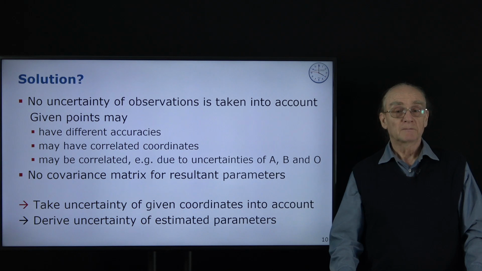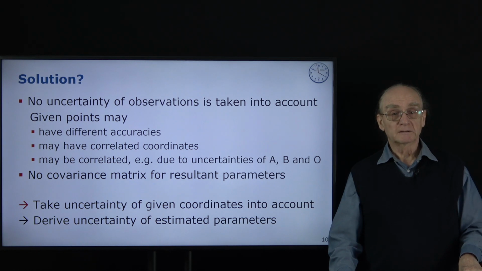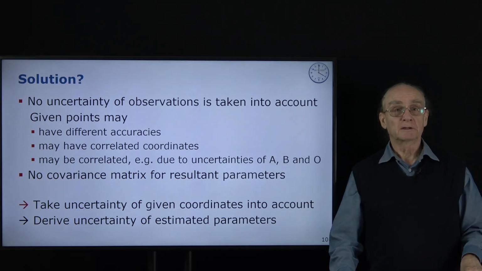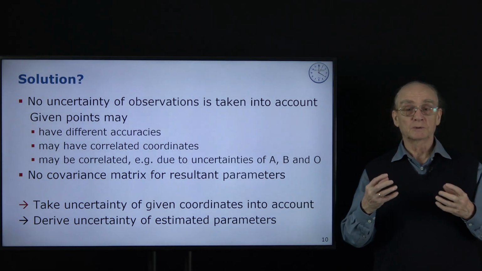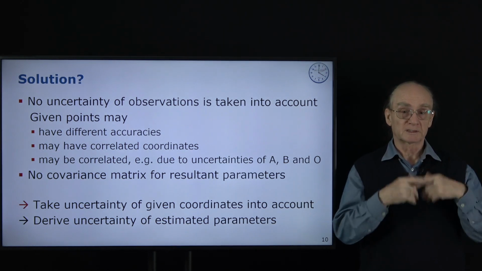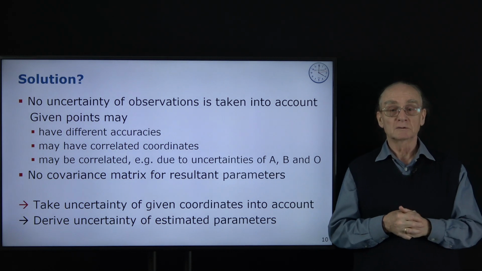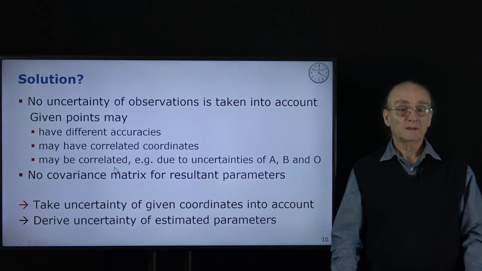The given points may have different accuracies, as we have seen. They may have correlated coordinates. That means the ellipses need not be parallel to the axis. And they may even be correlated among each other. For instance, if A and B are determined by some means, and the relation between A and B is uncertain, then all the points which you derive by stereo are correlated. The same holds if the point O in the LiDAR case is uncertain, then all the points inherit this uncertainty of the observation point.